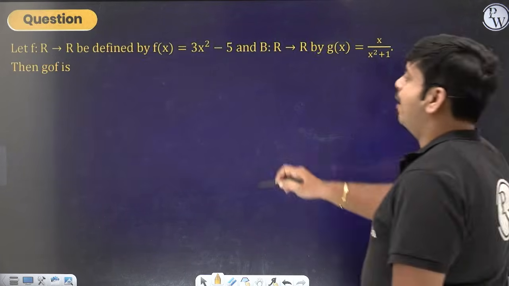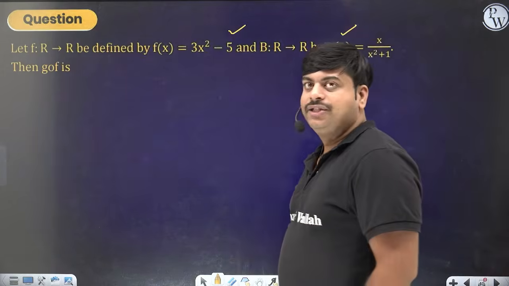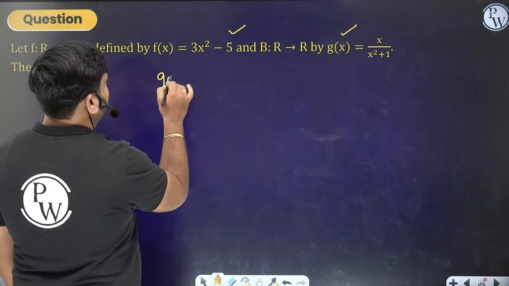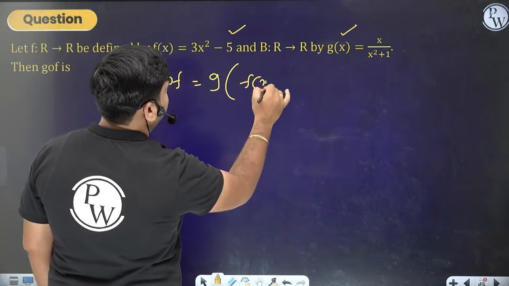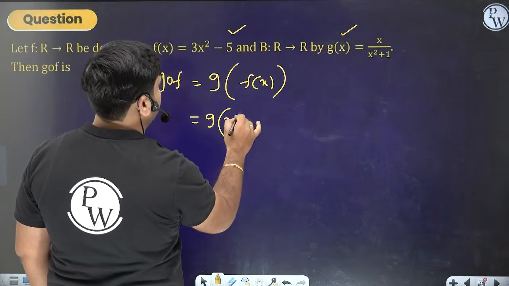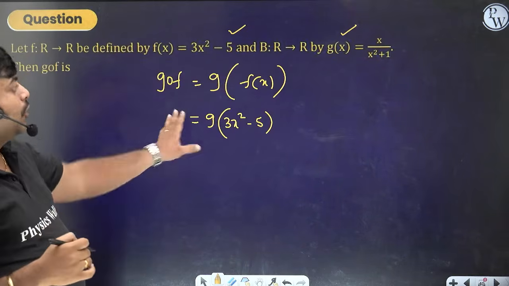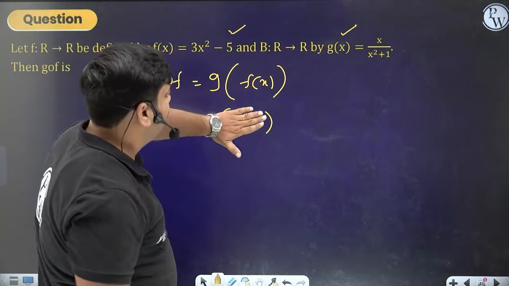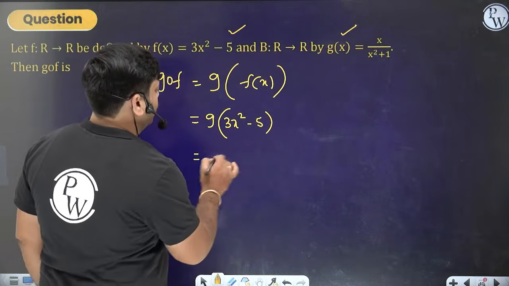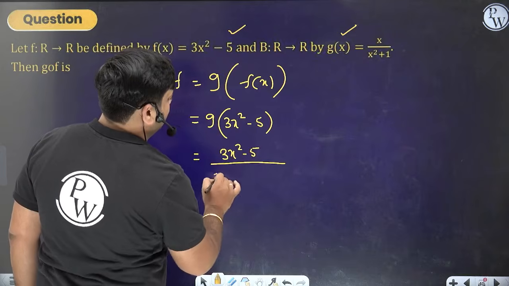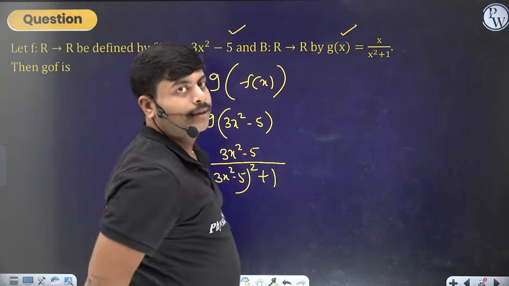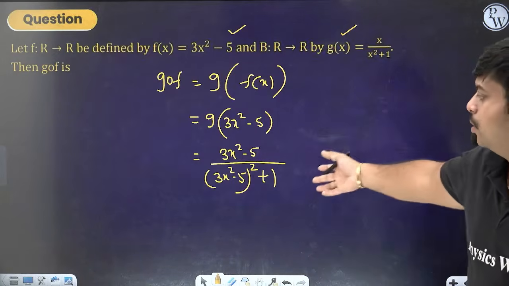We have f of x given and g of x given, so you need to find g circle f. Tell me what to do. To get g circle f, you need to go for g of f of x, right? So g of, what is f of x? 3x square minus 5. What is g of x? g of x is this one. So g of this complete thing means in this value of x, you need to replace 3x square minus 5. That will give you (3x square minus 5) by (3x square minus 5) whole square plus 1. Understood? You can leave it like this or just solve for one or two more steps.